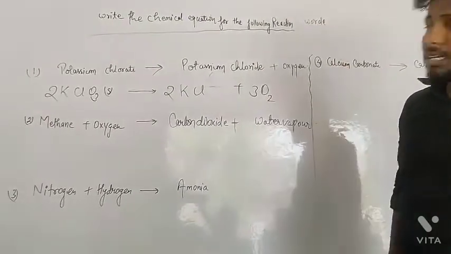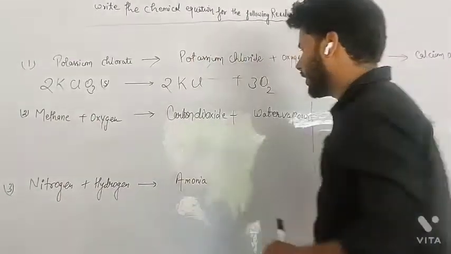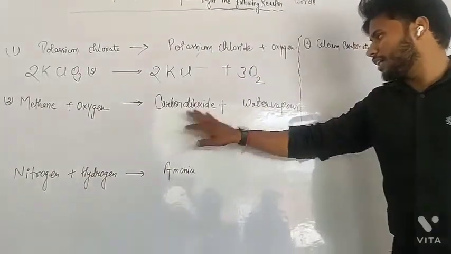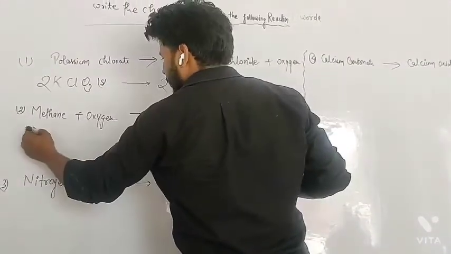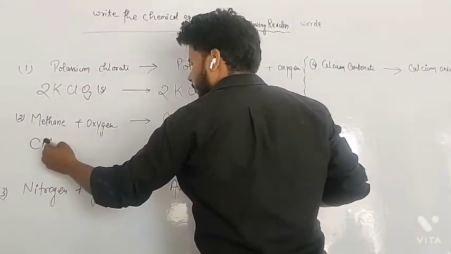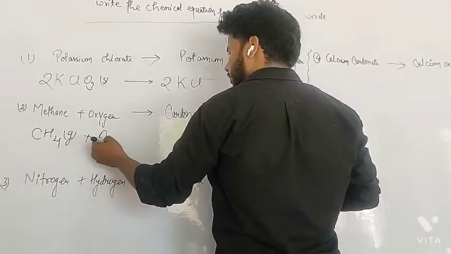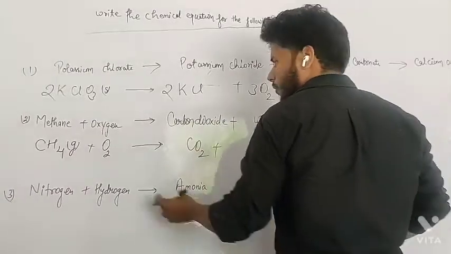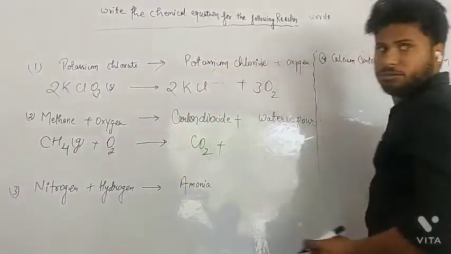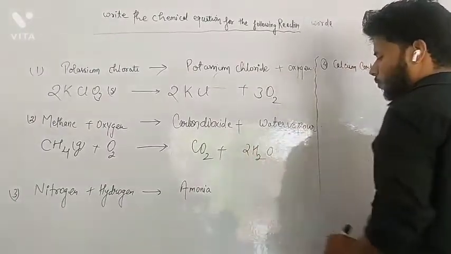All are balanced. Similarly, the second question is that when methane reacts with oxygen, it will form carbon dioxide and water vapor. So we know that the formula of methane is what? CH4. Okay? It is in gas form. It reacts with oxygen O2, so it will form CO2, and water in what form? Since it has 4 atoms of hydrogen, it will form 2 mole of H2O liquid.